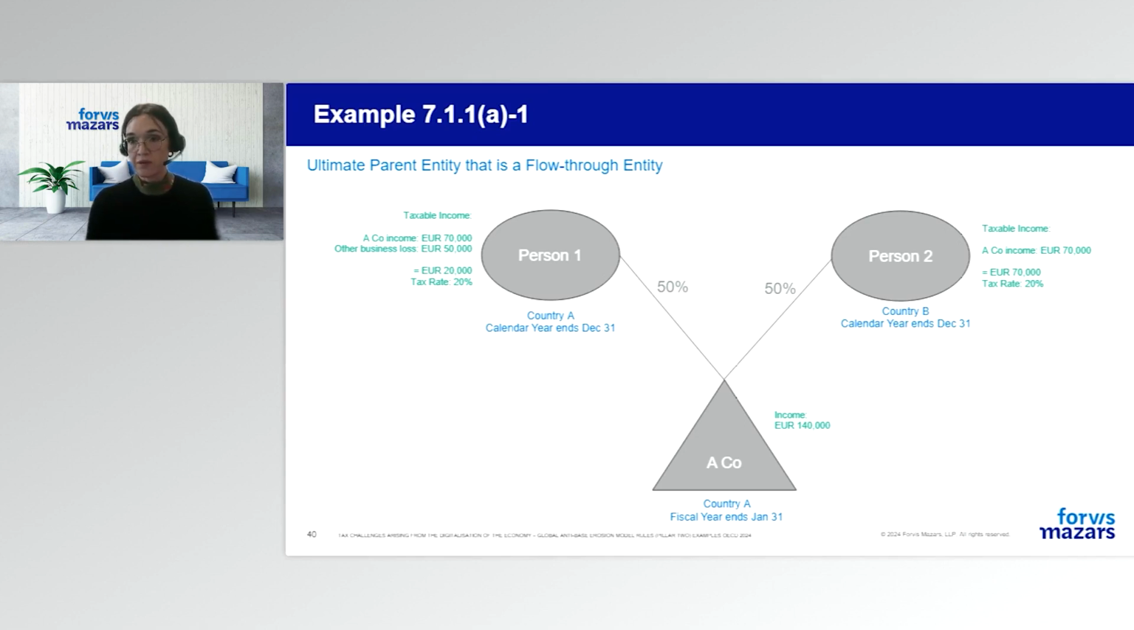Now, person 1 also has a loss from another flow-through entity that offsets the income of ACO, such that person 1's taxable income is lower and amounts to an effective tax rate for person 1 that is lower than 20%. However, because the full amount of the 70,000 euro that is attributed to person 1 was reasonably expected to be taxed at a rate of greater than 15%, the fact that it is offset by a loss from another pass-through entity is not relevant.